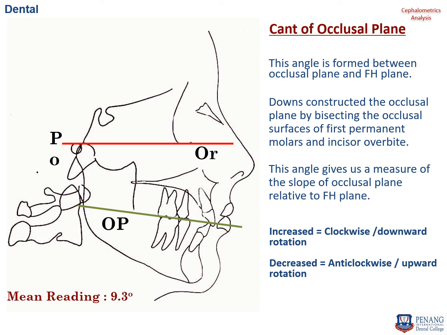So basically this angle gives us a measure of the slope of occlusal plane relative to the Frankfurt horizontal plane. So in case a patient has an increased cant of occlusal plane, it means that the occlusal plane is tilted or rotated clockwise, or there is a downward rotation. If in case there is a decreased cant of occlusal plane, it indicates that the occlusal plane is tilted upwards or there is an anti-clockwise rotation to it.